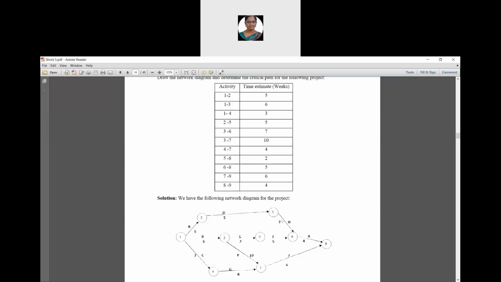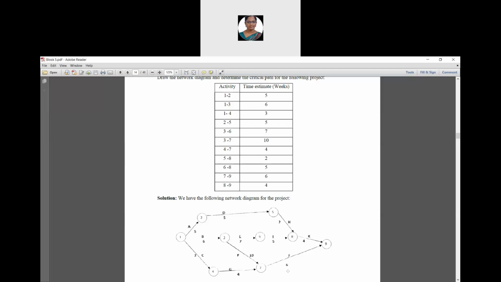Then draw a path between 6 and 8. Its corresponding time duration value is 5. Then draw a path between 7 and 9. Its activity name is J and corresponding time duration value is 6.